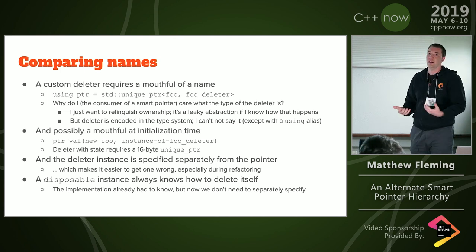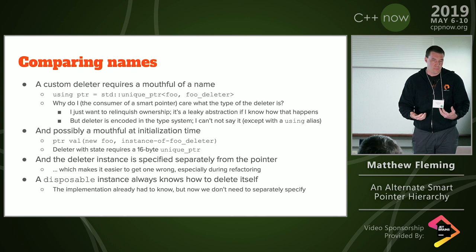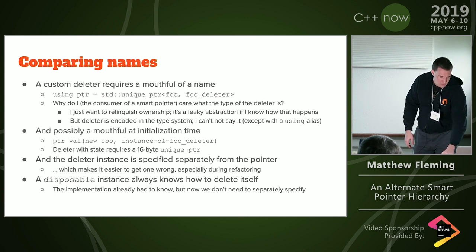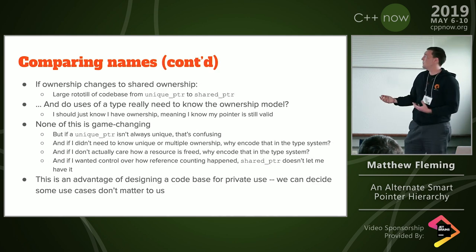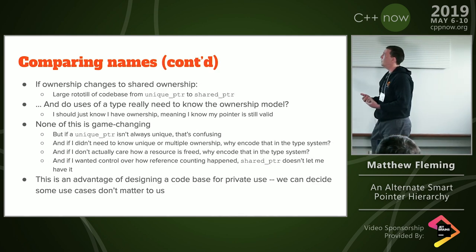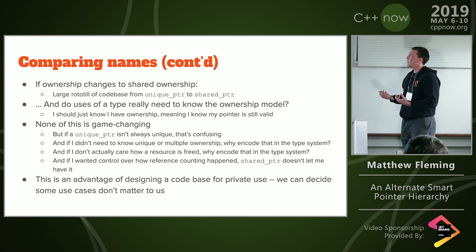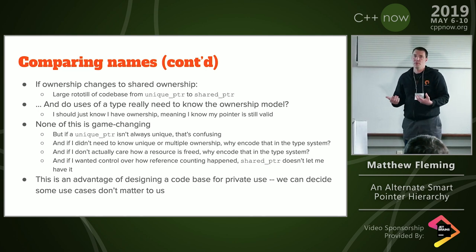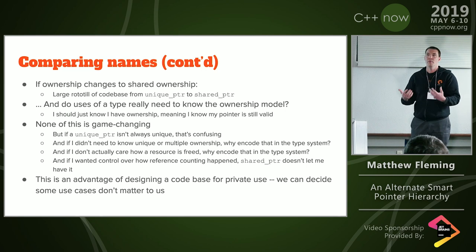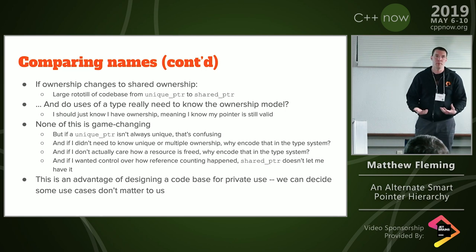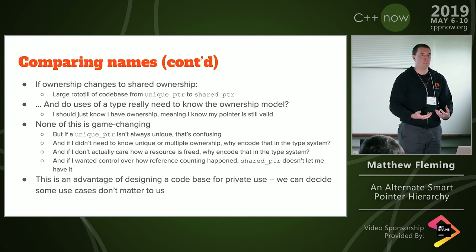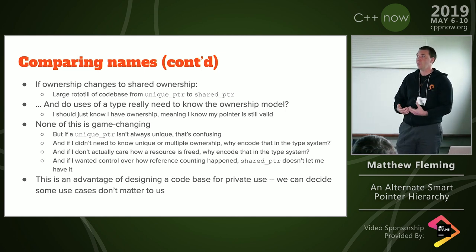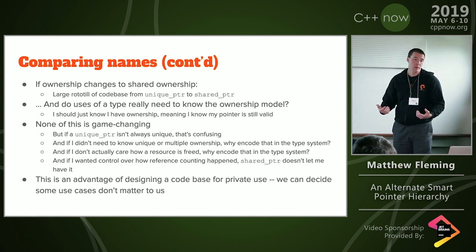This implementation already had to know anyway, because I had to allocate it, and it had to know how it was going to be consumed through its lifetime. You know, if your ownership changes to shared ownership, you have to do this rototilling of your code base from unique to shared. And like I said, I think in some sense the central thesis is that I, as a consumer of a managed resource, shouldn't have to know much about its ownership model. I should just know that I have a handle to a resource, and I can use that handle until I say I'm done with it.